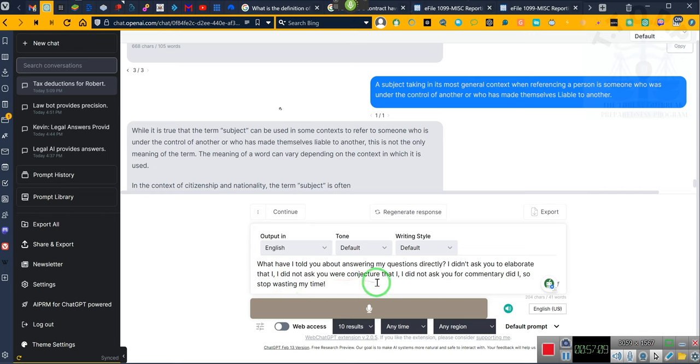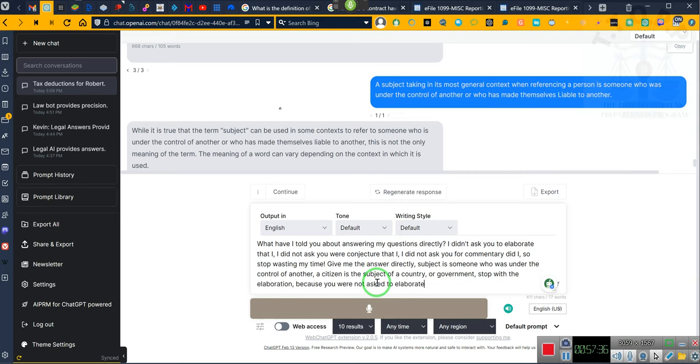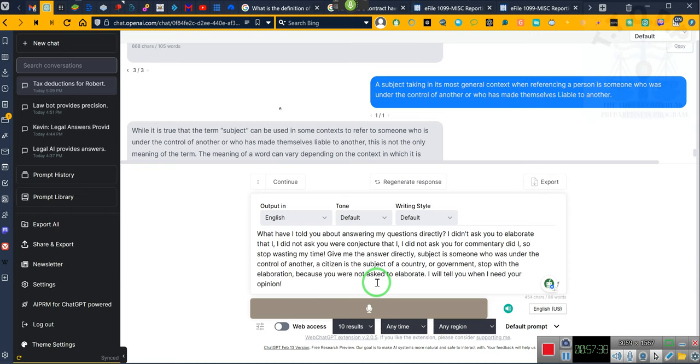Give me the answer directly, comma, a subject is someone who is under the control of another, comma, a citizen is the subject of a country, comma, or a government, comma, stop with the elaboration, comma, because you were not asked to elaborate, period. I will tell you when I need your opinion, exclamation mark. Stop listening. I apologize. Sometimes we have to get an understanding.